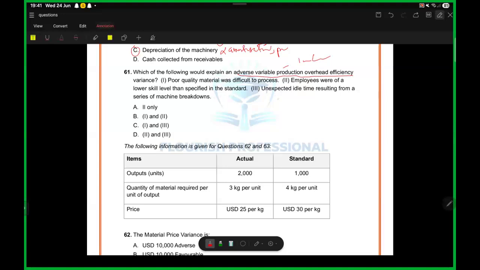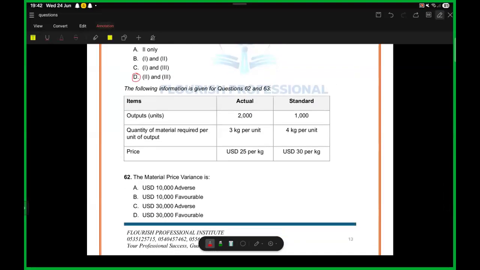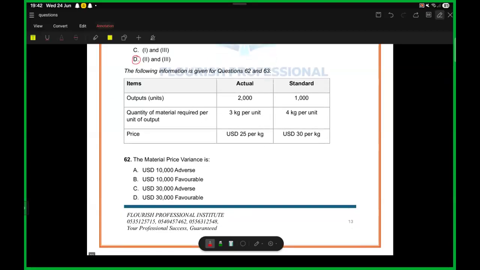Or there could be unexpected idle time resulting from a series of machine breakdowns. You are using a machine to work and the machine breaks down. But poor quality material was difficult to process is not really a way of explaining why we will get a negative variance in the production overheads. So the answer is going to be D, II and III. Poor material was difficult to process is not included. All right, so we are still on variance and standard costing. Let's read questions 62 to 63.